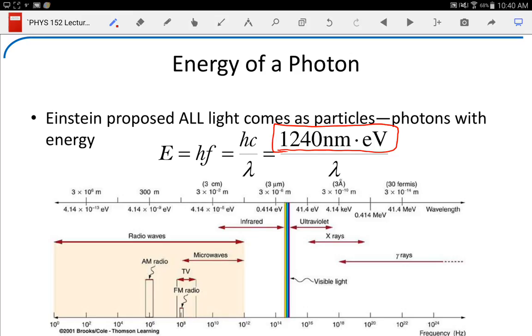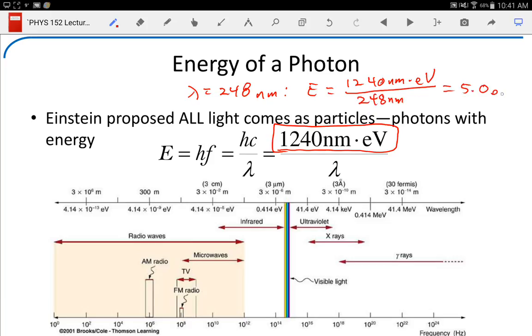248 nanometers is ultraviolet. And so for my research, I could just say, well, my wavelength is 248 nanometers. Therefore, the energy of each photon was equal to 1240 nanometers times electron volts divided by 248 nanometers. And that gave me an energy of 5.0 electron volts for each of my photons. So each photon had that energy. Now that energy is pretty high. That energy is enough to break bonds in materials.